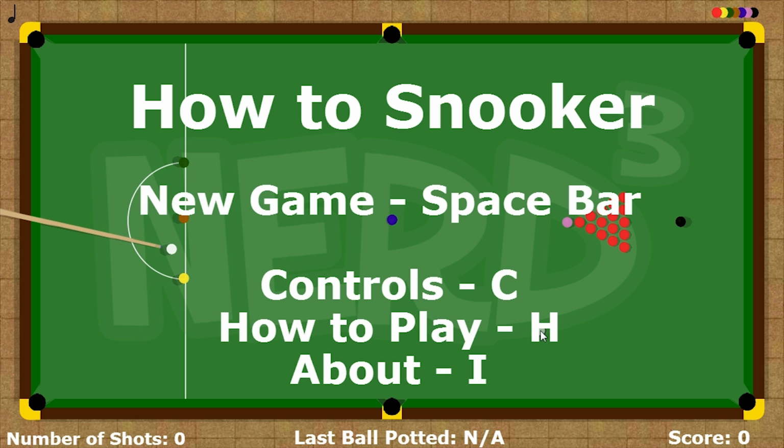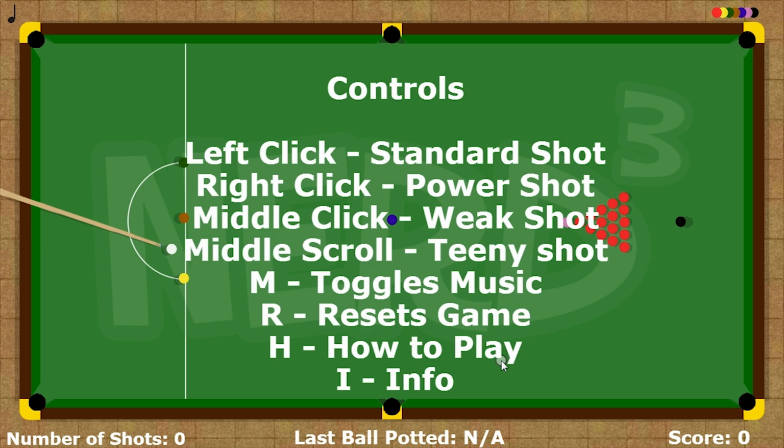Shall we get started? If we push C, we can check the controls. Yeah, it worked. Left click is a standard shot, right click power shot, middle click weak shot, and middle scroll is a teeny shot. Why didn't I capitalize that? Oh, there's going to be a lot of problems like that. I did make this game very quickly. Like, this was not even a full day's work. Well, technically it was 2 days, but not full 24 hours of work.